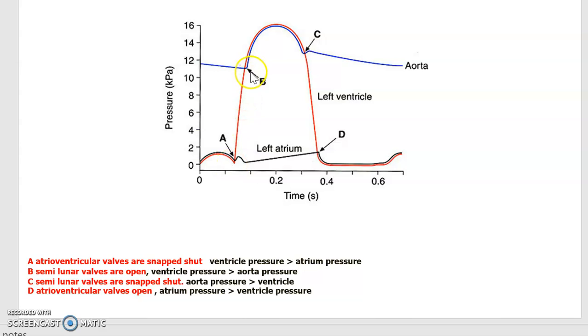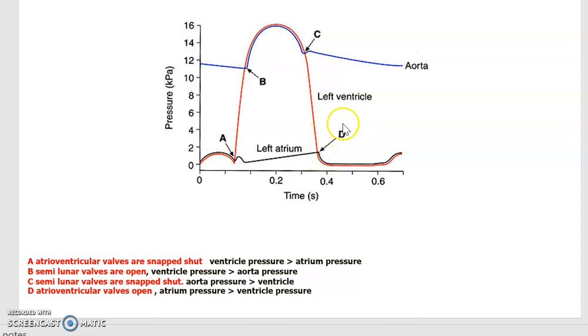If we look at B, again, you can see the differences in the pressure. The ventricle pressure here is greater than the aorta pressure, and that means that the semilunar valves at this point are going to be open. Here at C, the semilunar valves are snapped shut. The aorta pressure is greater than the ventricle, so blood will start to go back into the ventricle, but it'll push those valves closed, and they remain closed, and that's the dup sound of the heart.